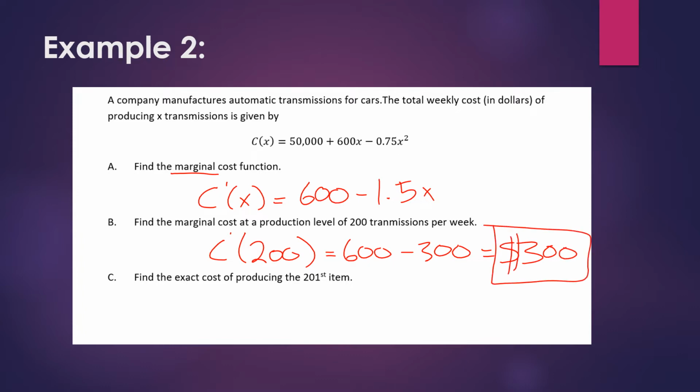So we're looking at a change in cost of about $300 to produce an additional transmission. For C, it's telling us to find the exact cost of producing the 201st item. So they're asking us to solve for C of 201 minus C of 200. To do this, I'm going to have to plug into the original function, C of x. Let me get my calculator out. So it's going to be 50,000 plus 600 times 201.